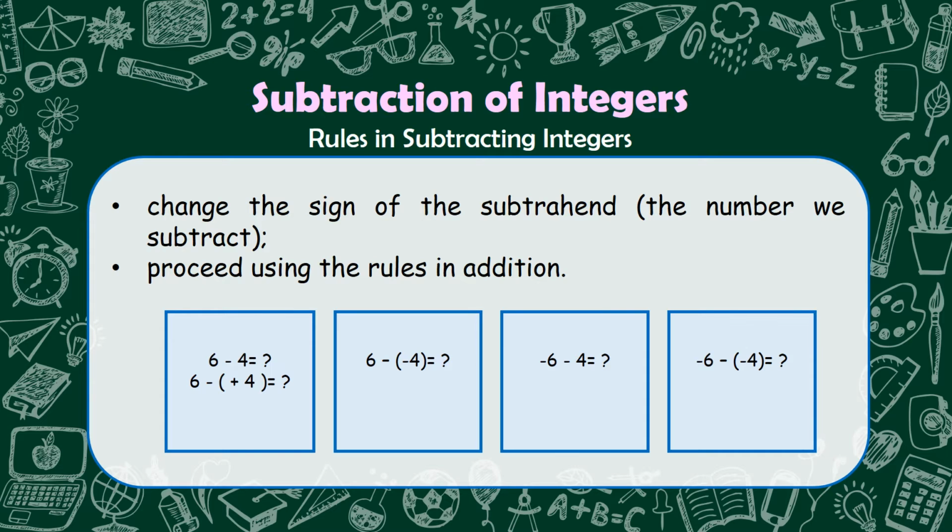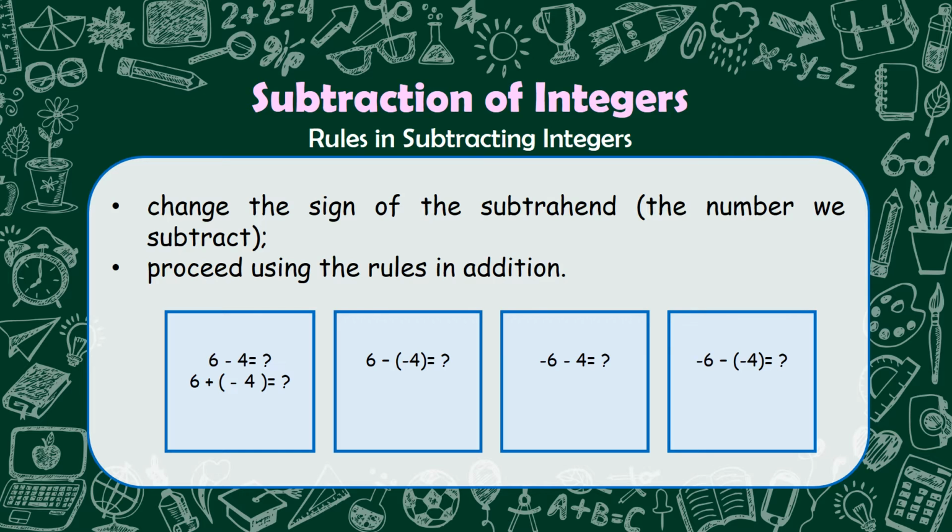The first rule is to change the sign of the subtrahend. Which is our subtrahend, 6 or positive 4? That's right, it is the positive 4. So if we change positive 4, we will have negative 4. Then proceed using the rules in addition. It means that we will change our subtraction sign into plus sign. So we have 6 plus negative 4.